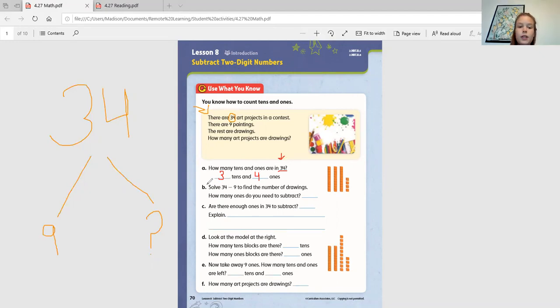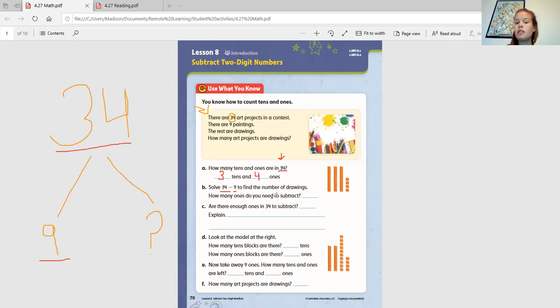All right, so let's move on to question B. Solve 34 minus 9 to find the number of drawings. We know that when we have a number bond, it can come up with 4 different equations to use, and 2 of those are subtraction. And so you're going to do your whole minus one of your parts, which is the whole, 34, minus 9, to find the number of drawings that there are.